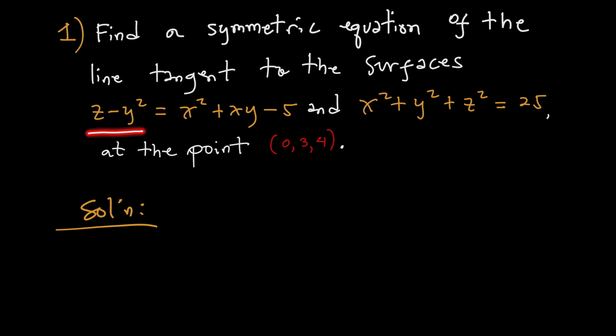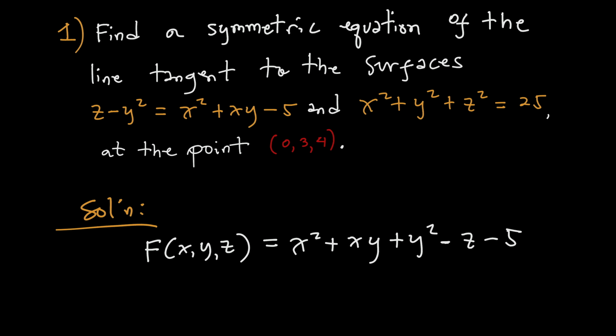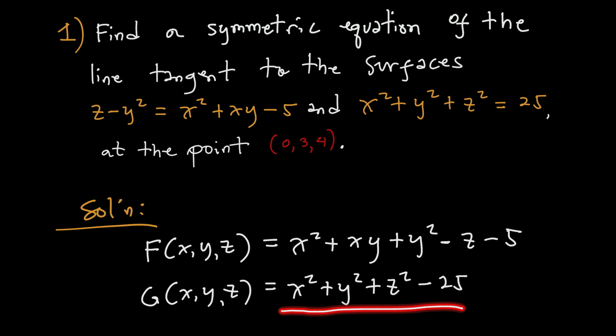Transpose everything in this equation to the right side so that you will have this term minus this term. So you will have negative z plus y squared. That will be your big F. Hence, we have this one as your f of x, y, z. Now, we do the same for this part. But here we transpose 25 to the left side so that these signs will be preserved except for 25. So here we have g of x, y, z to be this one.